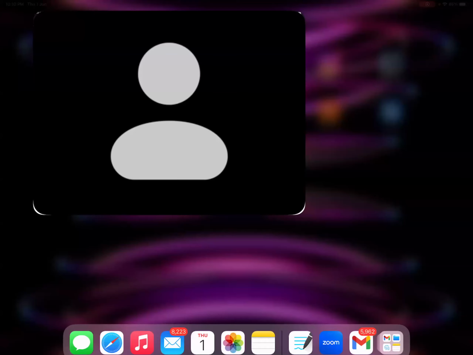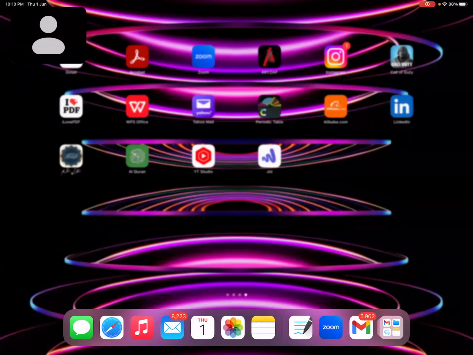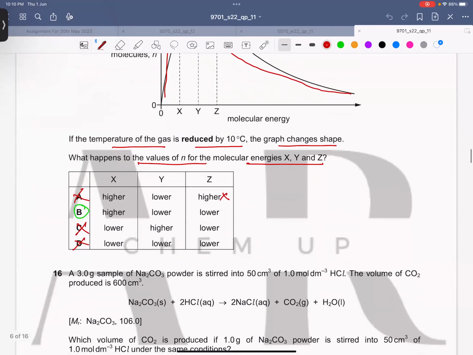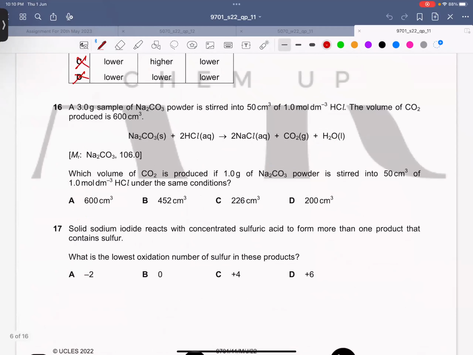Okay. So in the previous class, we ended at question number 15. Now we will be starting from question number 16. If you have any query, do WhatsApp me your query.